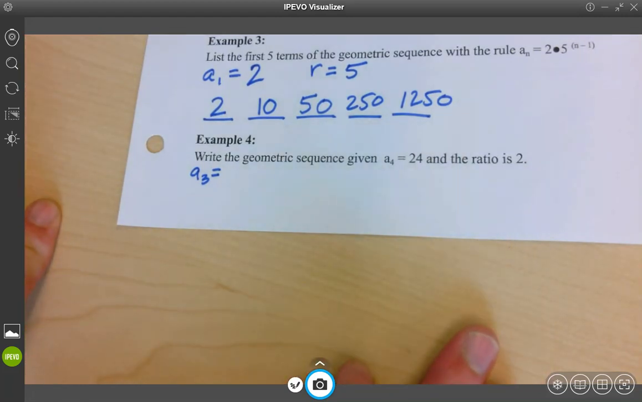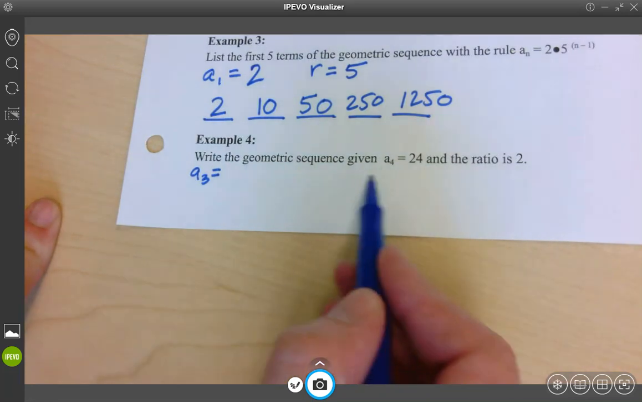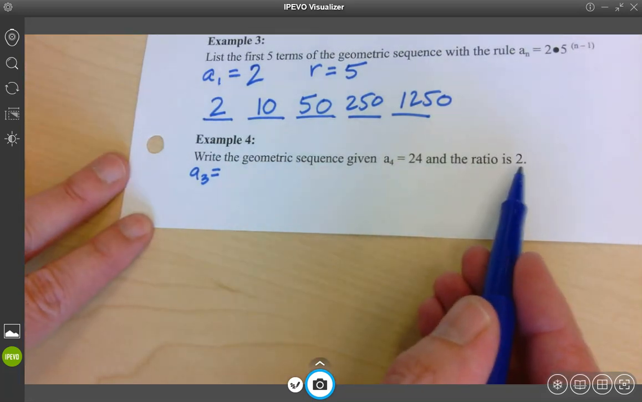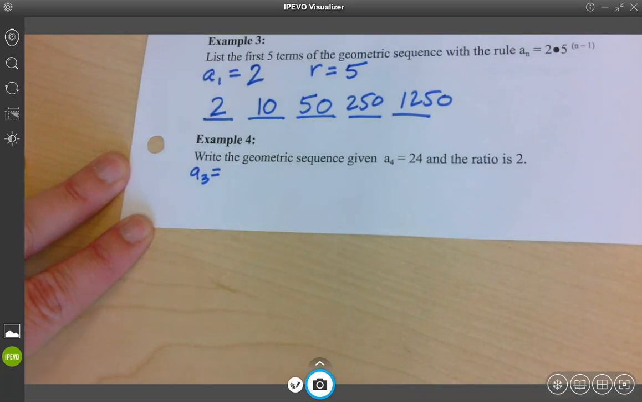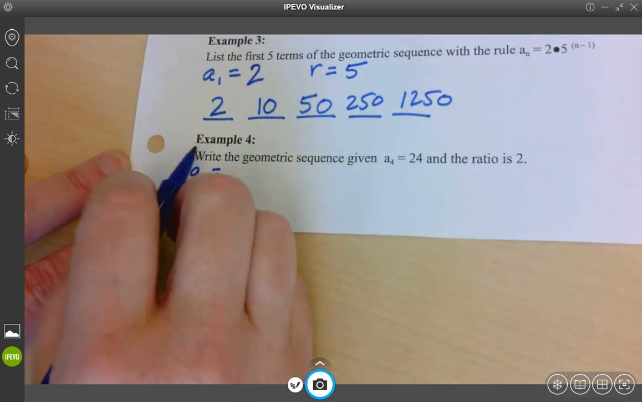So Sally and Sky are saying we can back up to try to find a sub 1. So we know the fourth term, right? So if we divide by 2, that will get us backwards 1 step. And that will get us to 12.